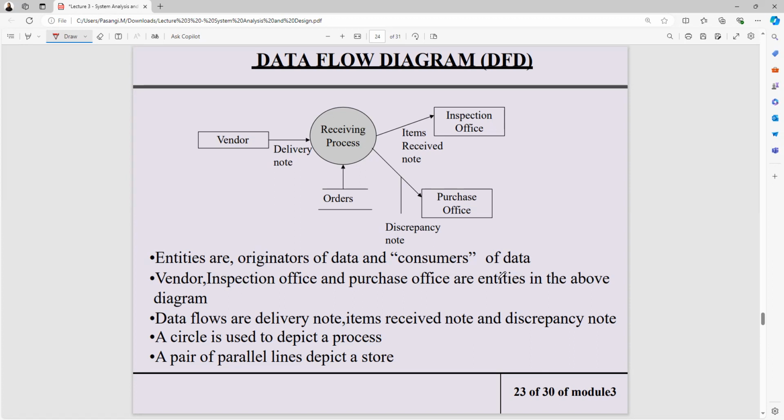All these three are entities in the above diagram, and data flows are delivery note, items received note, and the discrepancy note as well. So a circle is used to depict the entire process. Here, this process we are naming as the receiving process. A circle is used to depict a process, and a pair of parallel lines depict a store as well. That's how it works.